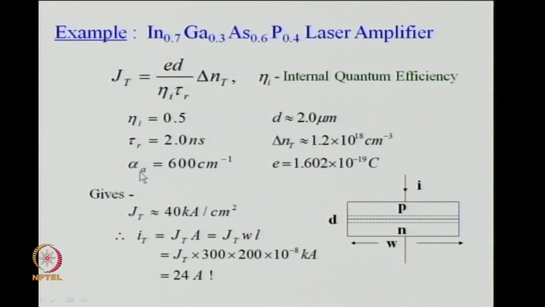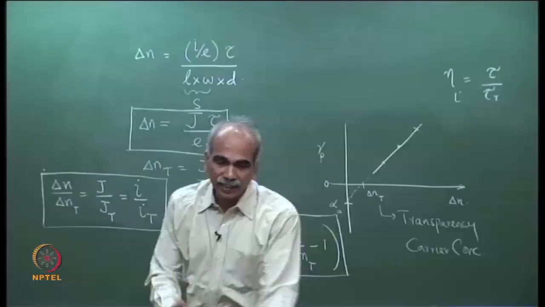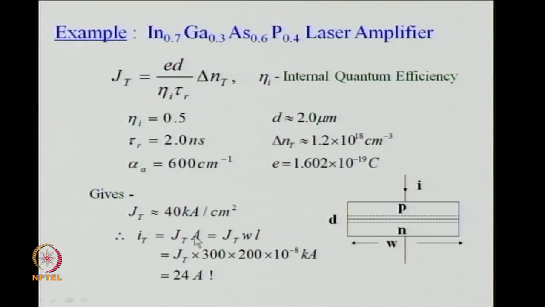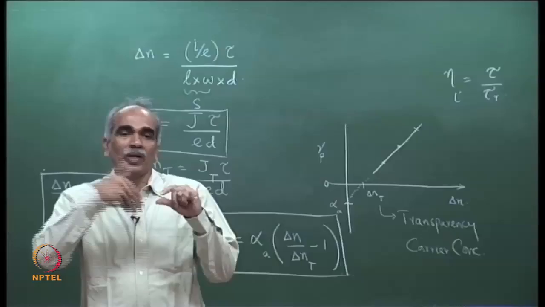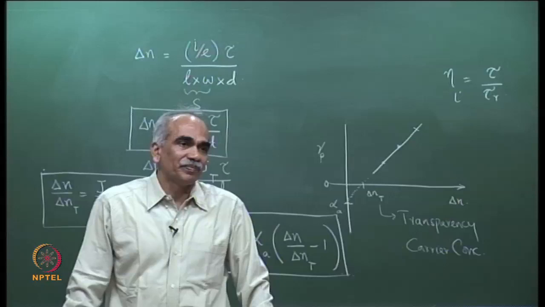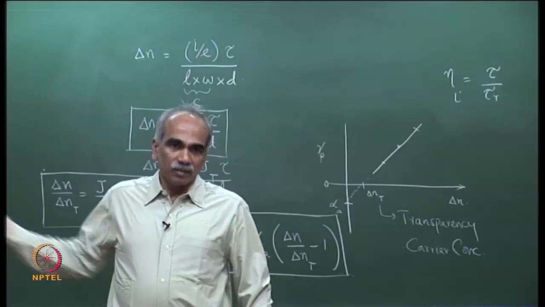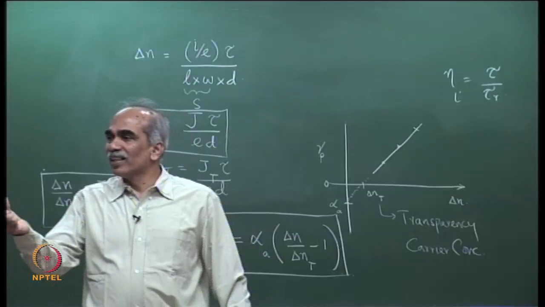Alpha A is the absorption coefficient at that frequency, typical numbers as you can see, 600 centimeter inverse, and E is the charge. So if you substitute all this, you get JT, the transparency current density, as 40 kiloamperes per centimeter square, or the transparency current is this into A. A is L into W, the surface area. I called it S earlier, but here it is A, area, so JT into W into L. You substitute and you get 24 amperes. What does that mean? You have a diode through which you have to pass 24 amperes to reach transparency. You can imagine 24 amperes, what kind of current it is. An air conditioner takes 10 to 12 amperes, and a small diode taking 24 amperes will simply burn off.